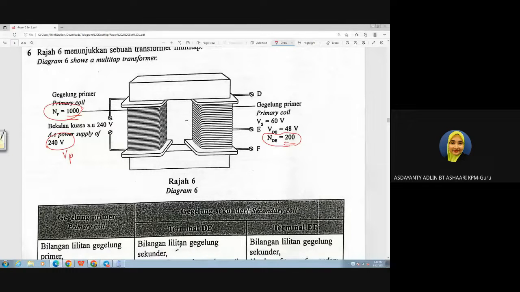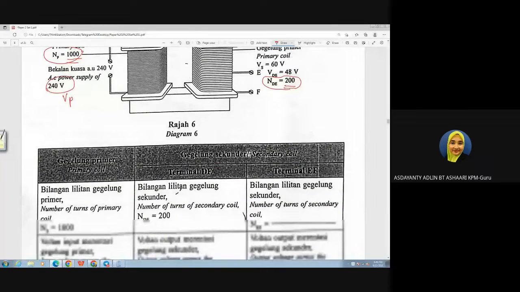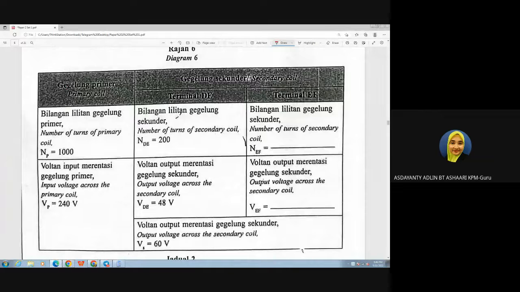Multi-tap transformer. Okay, it shows a multi-tap transformer. So a multi-tap transformer has two types there. So now let's look at the number of turns of the primary coil, NP, 1000. Okay, and then we have two terminals, terminal DE and terminal EF here. So we have to refer to the NDE. So it asks for NDE, right? Okay, so 200. And then the number of EF.